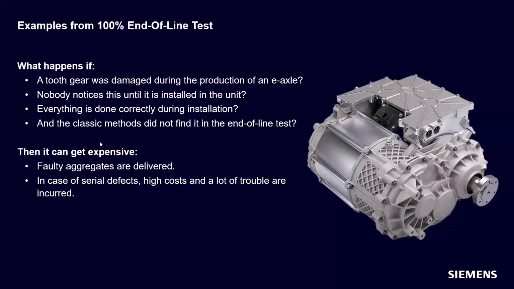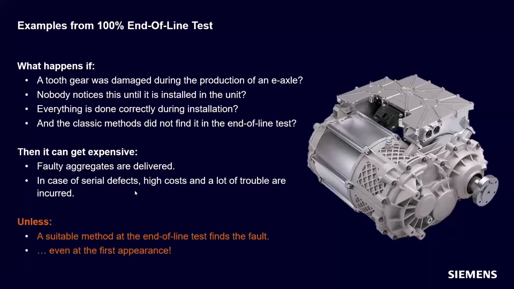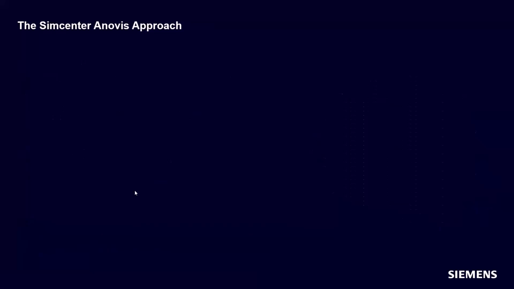So imagine you made a handling fault in the production line and not only one tooth gear is damaged, but hundreds of them. Then it could happen that the complete production of a day is damaged, and this really leads to a lot of trouble. But it's possible to avoid this by a suitable method at the end-of-line test to find such kinds of faults, even if they appear for the first time. And that's what we are doing with our Simcenter Novice.